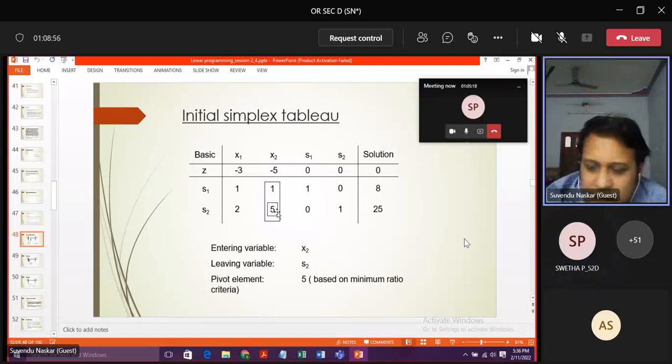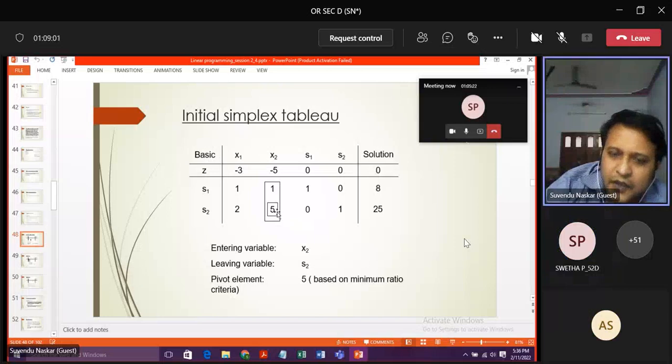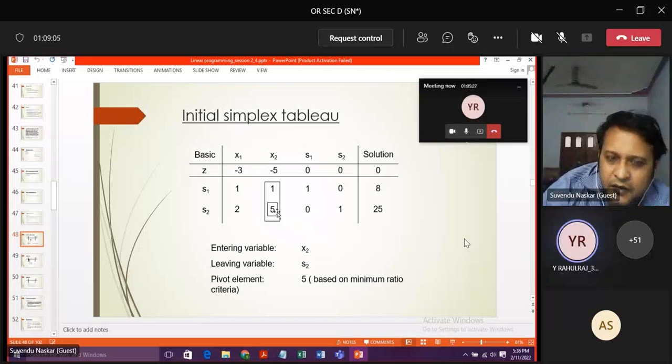Perfect. You tell me what is the row? The row S2. No, you tell me the matrix, enter the matrix. It would be minus 1 0 0 1. And the solution?